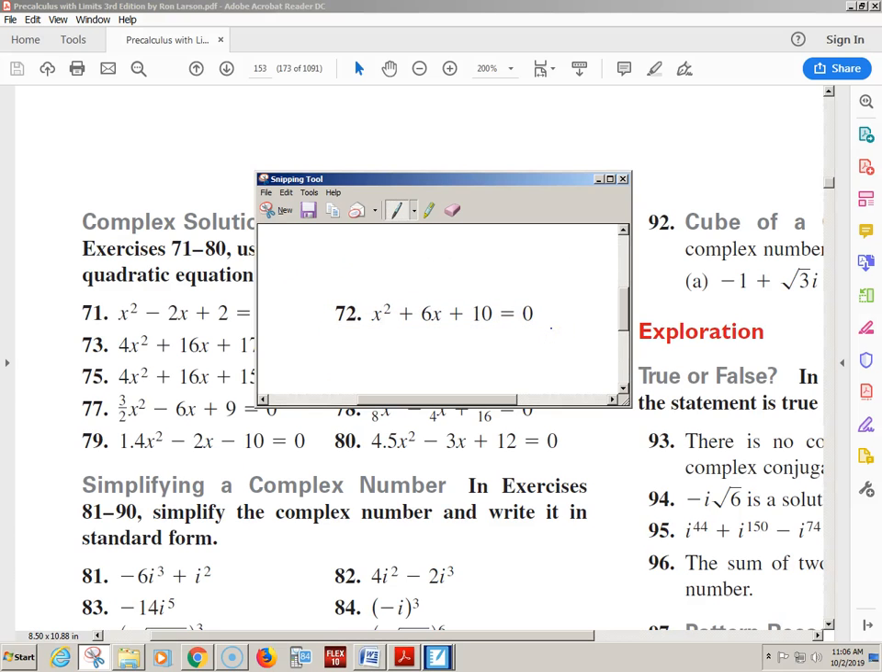Oh, quadratic formula. That's nice. x equals negative b plus or minus the root of b squared minus 4ac, all over 2a. Negative 6 plus or minus the root, negative 4, all over 2.